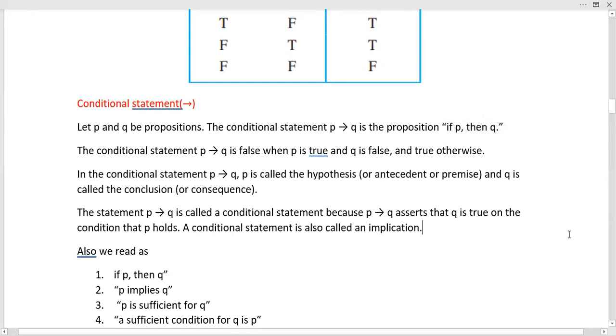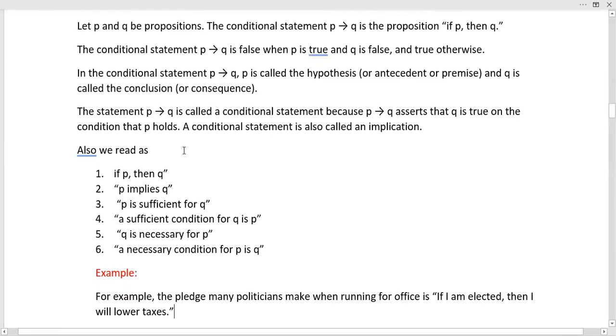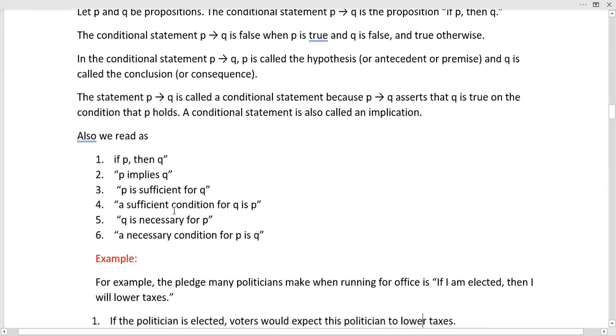I have given some examples. These are some other words we can use, numbered 1 to 6. You can see: if P, then Q. P implies Q. P is sufficient for Q. These all have similar meanings to the conditional statement.